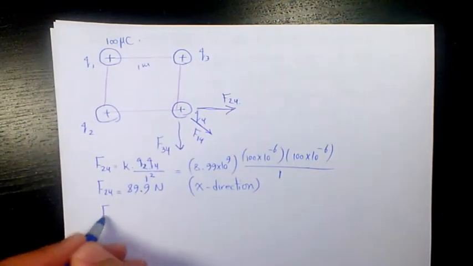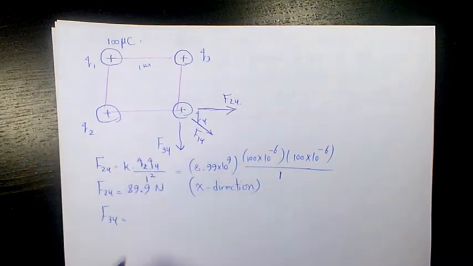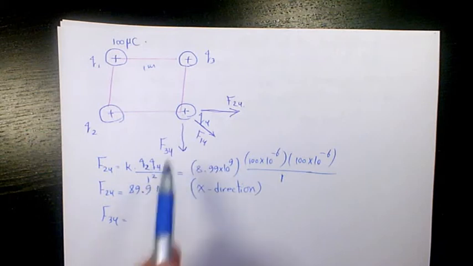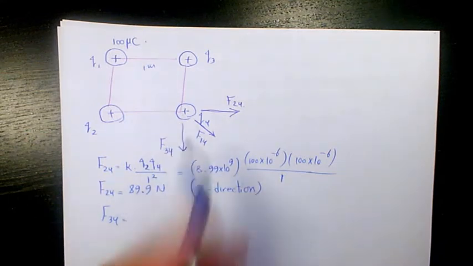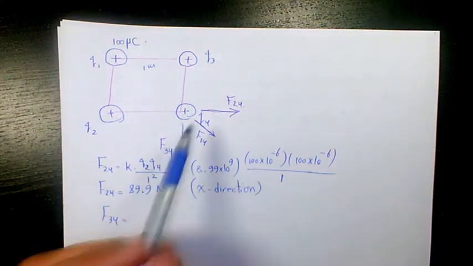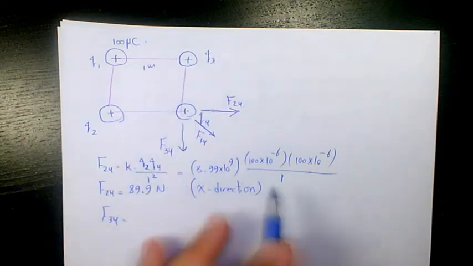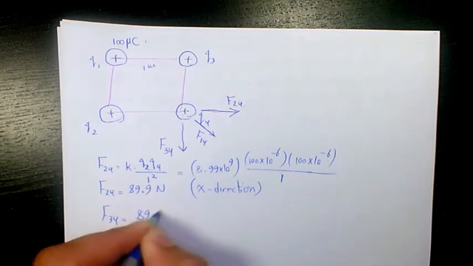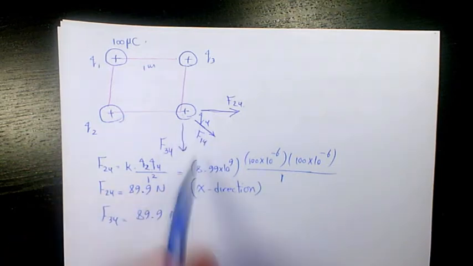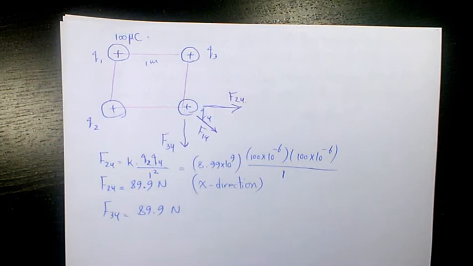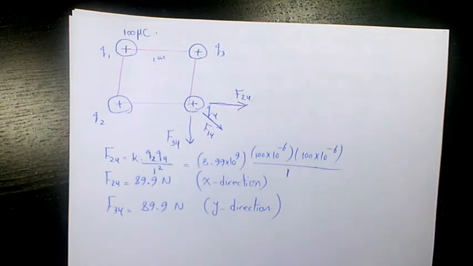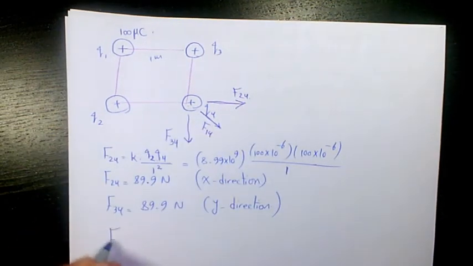Now F34, based on what you see here, it's going to be exactly the same thing. The magnitude is going to be the same, but the direction is going to be toward the Y direction, to the south. Since the Q's are the same, the distance is the same, and the K constant is the same, I don't need to calculate it. So it's going to be 89.9 in the Y axis, Y direction, south.